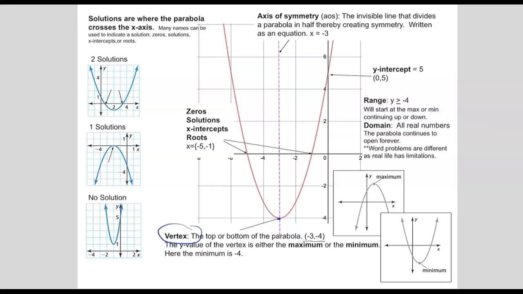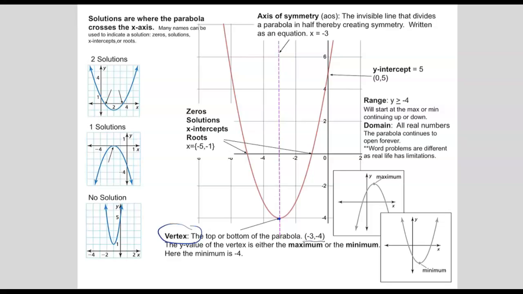Now, from the vertex, we have a maximum or a minimum because it's either the very bottom or the very top. So the very bottom would be a minimum. If you're at the very top, you have a maximum. So at the very bottom, we have a minimum. Here, our minimum is -4. It's important that you notice that it's just a number. It's not an equation. It's not an ordered pair. It's how high or how low will this go? And it will go as low as -4. If it was a maximum, we'd ask, well, how high will it go?